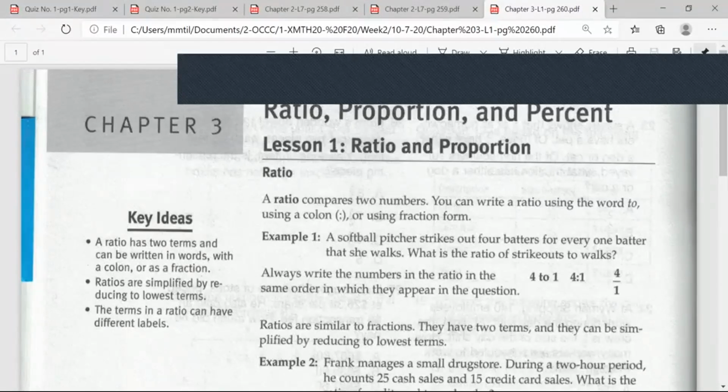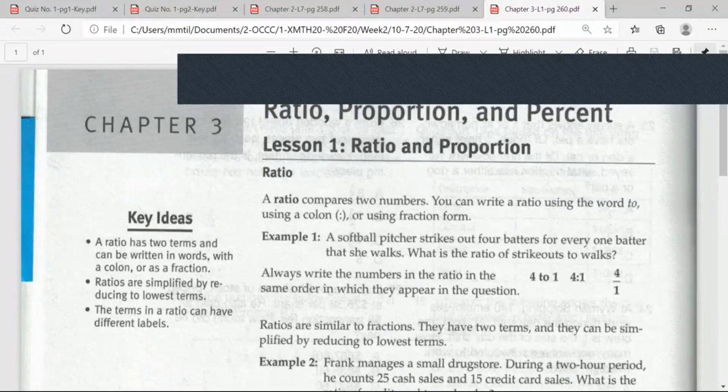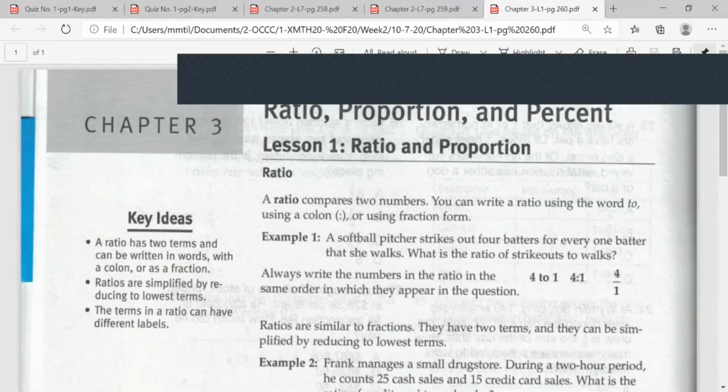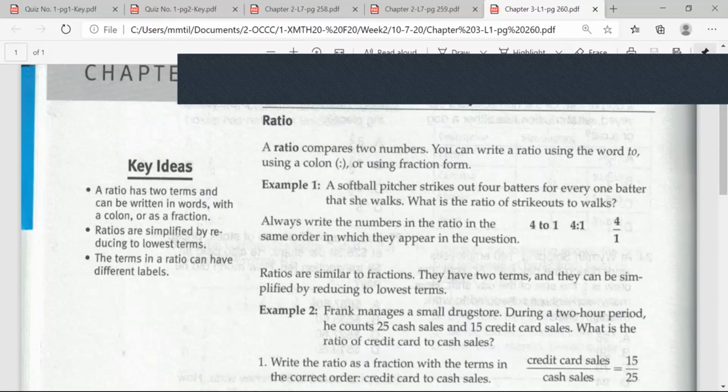First thing is talking about ratios. A softball pitcher strikes out 4 batters for every 1 batter that she walks. What's the ratio of strikeouts to walks? You can write this ratio 3 different ways. That's why I'm showing it to you like this. It's either 4-1 or 4:1 or 4/1. They all mean the same thing.